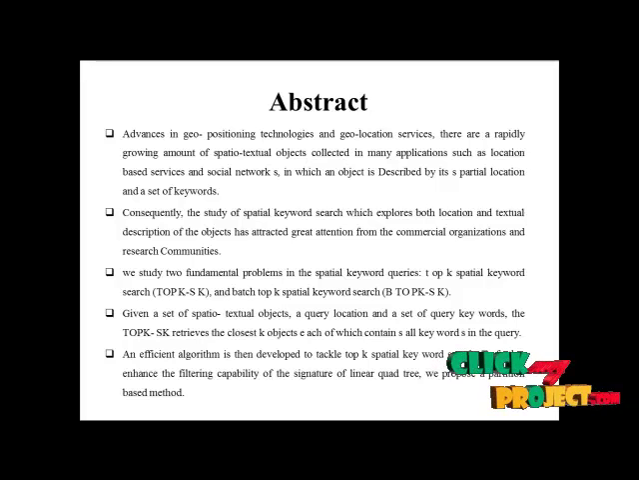Given a set of spatial textual objects, a query location and a set of query keywords, for example GPS used to identify the user's particular location, the top-k problem retrieves the closest k objects that contain all keywords in the query. Finally, an efficient algorithm is developed to tackle top-k spatial keyword search. To further enhance the filtering capability of the signature of the linear quadtree, we propose a partition based method.